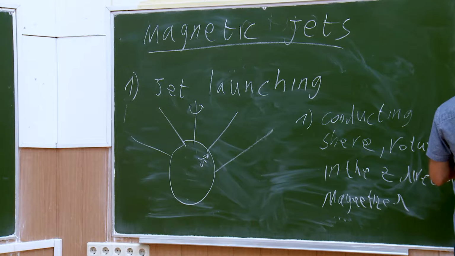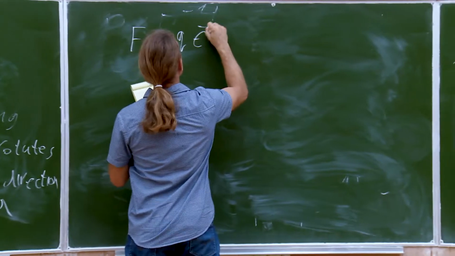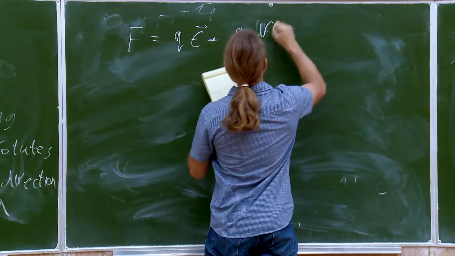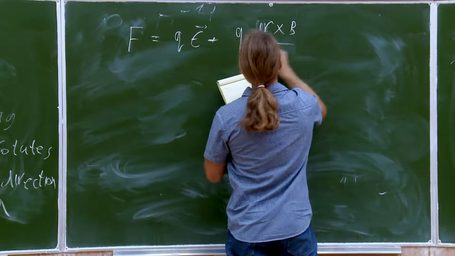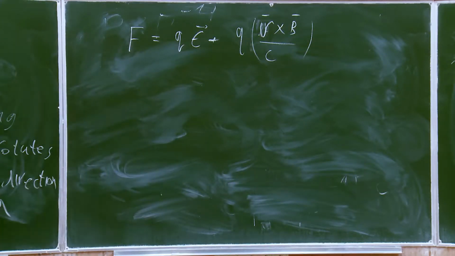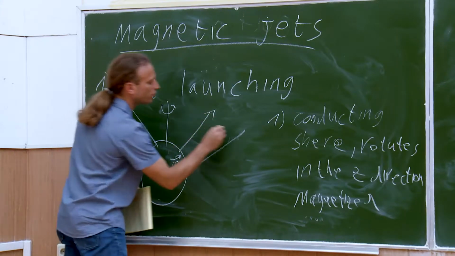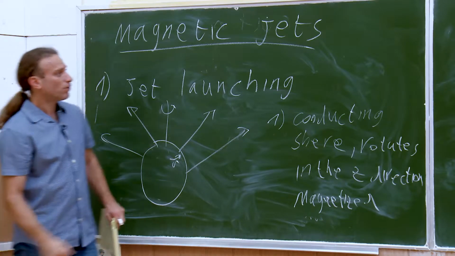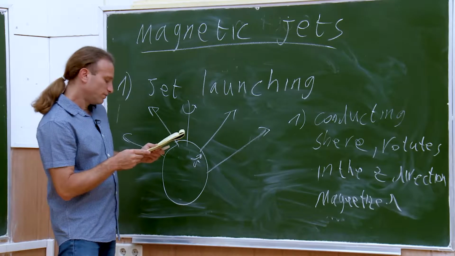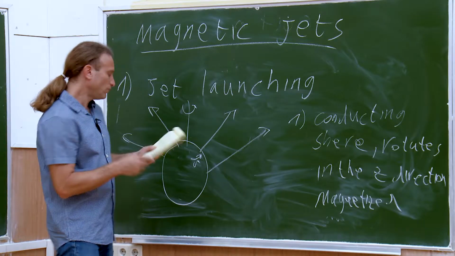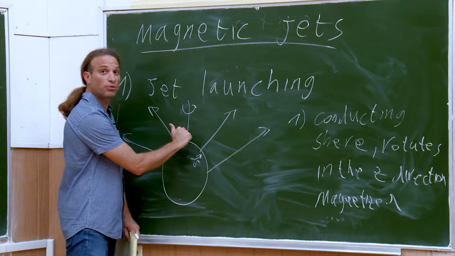So I have a Lorentz force, which is equal to QE plus QV cross B. This is just the Lorentz force. So V cross B. This is the magnetic field. It's sticking outwards. I have something that rotates. So V cross B gives me a force that's going upward.